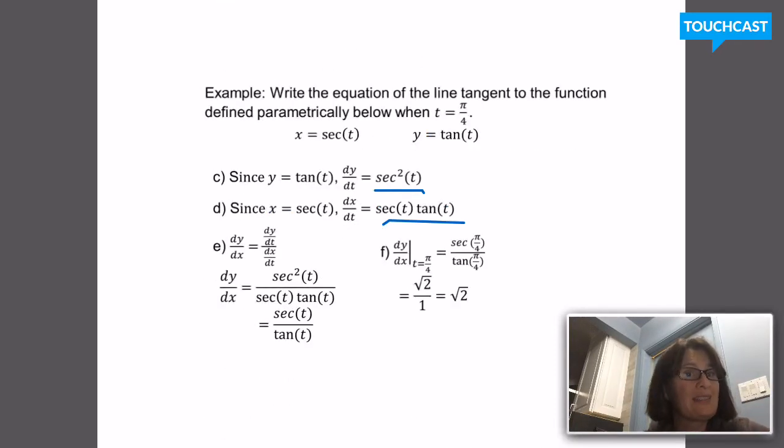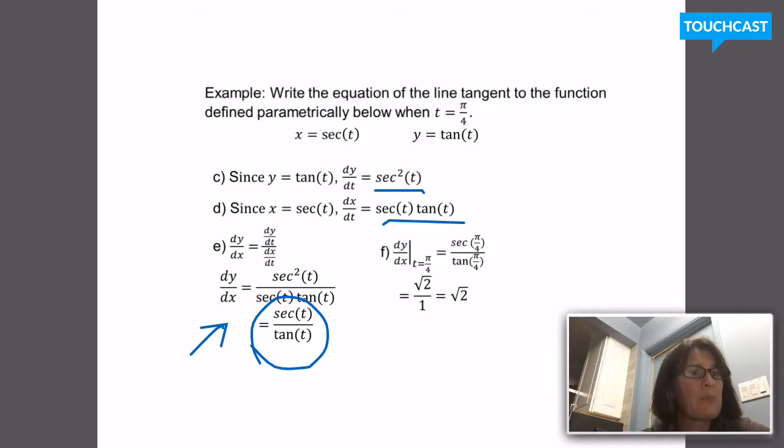So dy/dx is going to be dy/dt over dx/dt. You can see here I have replaced dy/dt with secant squared of t, and I've replaced dx/dt with secant t tangent of t. You'll notice that a secant t from the numerator cancels with a secant t from the denominator. Or if it's the free response section, you don't actually have to simplify. And then we have this function, secant of t over tangent of t.